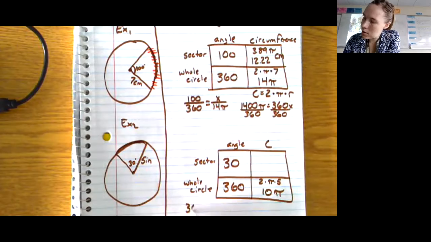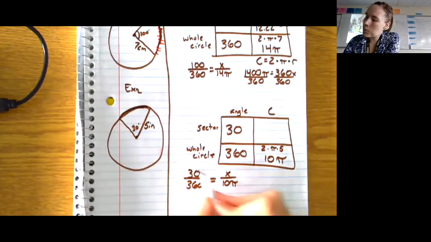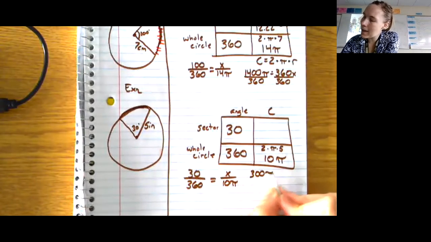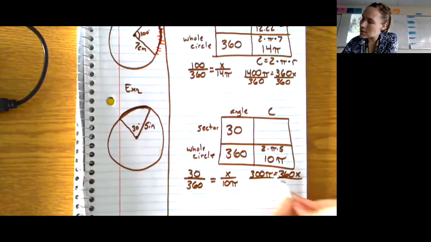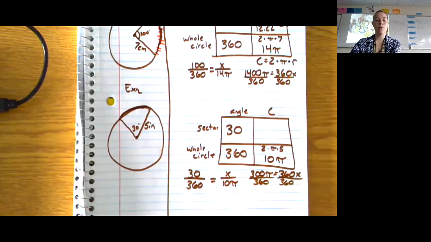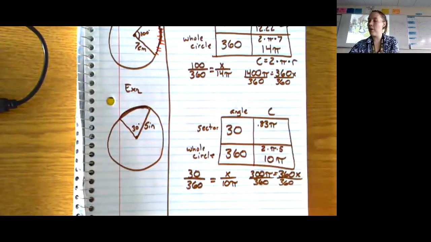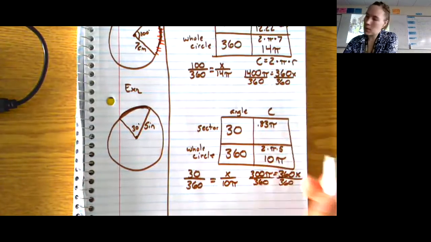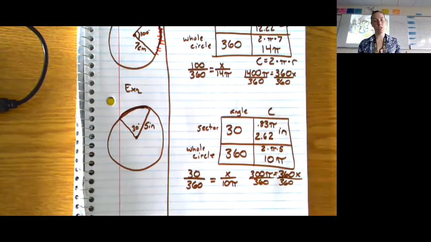Now set up my proportion. 30 over 360 equals x over 10 pi. Cross multiply. Oh, you can't see that, sorry. Then we cross multiply. We have 300 pi equals 360 times x. Divide each side by 360. And when you put it in your calculator, you should get about 0.83 pi. Or if you put it not in the approximate, you would have 2.62. And these are in inches. Both of these are correct answers. Again, I don't care how you write it because they're both correct.